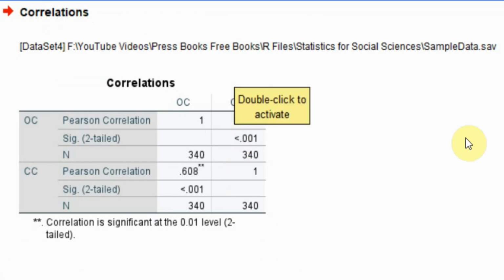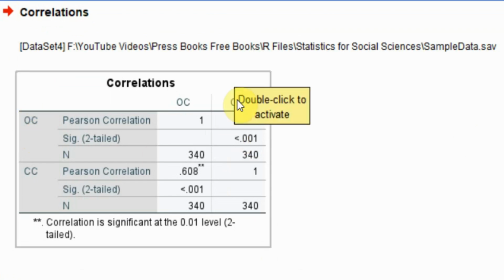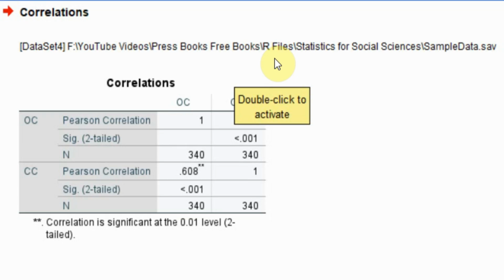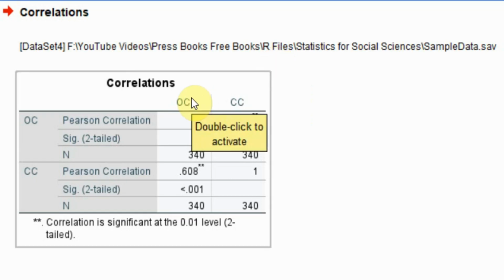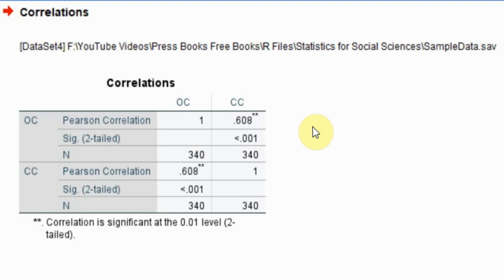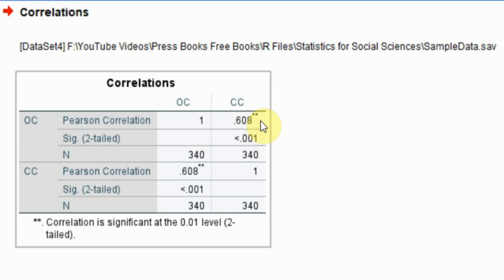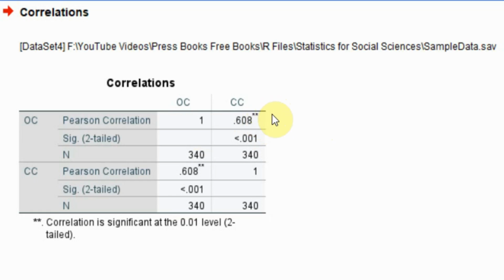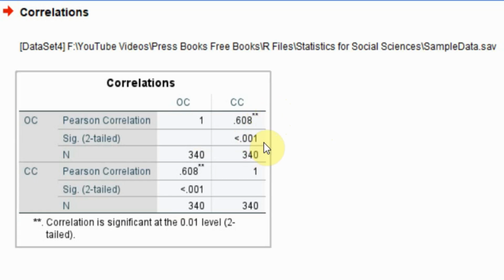Now I want to find out whether this organizational commitment and collaborative culture correlation differs between two groups, let's say male and female. If you want to further understand the concept of correlation and interpretation of basic correlation analysis, you can watch the video in the description. In this case, it is 0.608, so we can say it's a moderate correlation. Is it significant? Yes, it is significant.